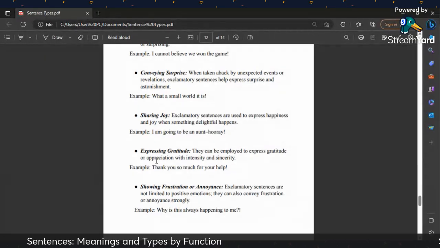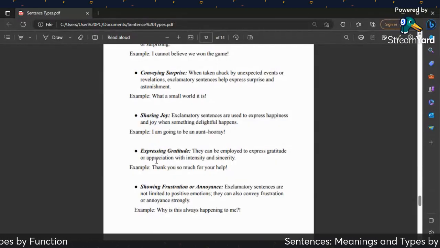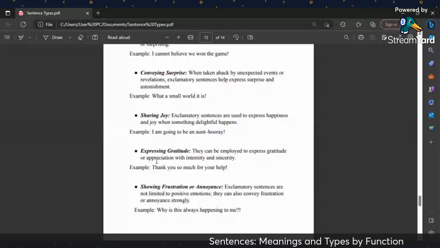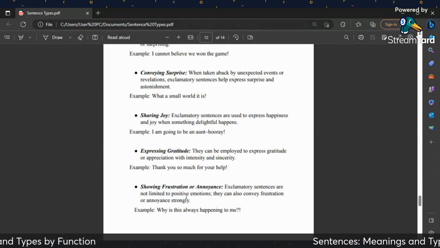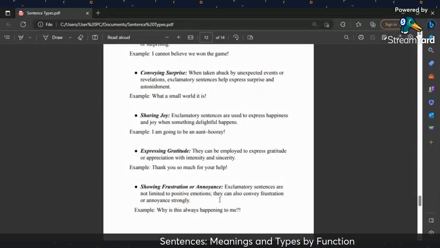There's a difference between "Thank you so much for your help." and "Thank you so much for your help!" You can imagine the difference in the tone and the intensity. You can also use it to show frustration or annoyance. Exclamatory sentences are not limited to positive emotions. They can also convey frustration or annoyance.